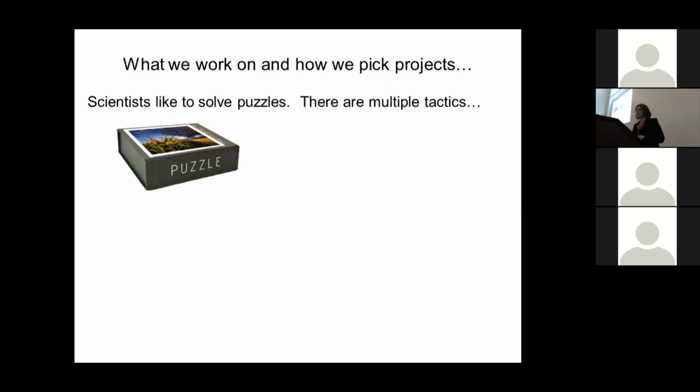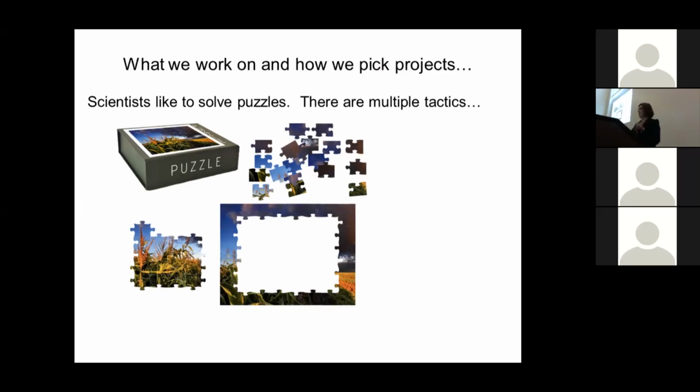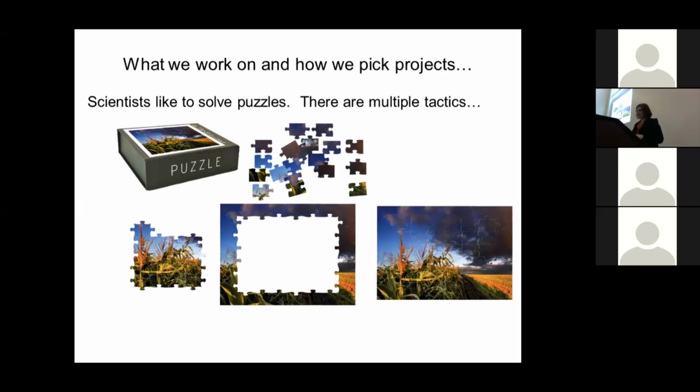So you start out with a puzzle box, you flip over all the pieces, and then there are people that focus on parts of the picture. There are the people that go and make the outline. And then at the end, hopefully it all comes together, right?